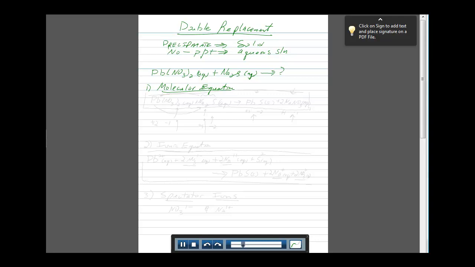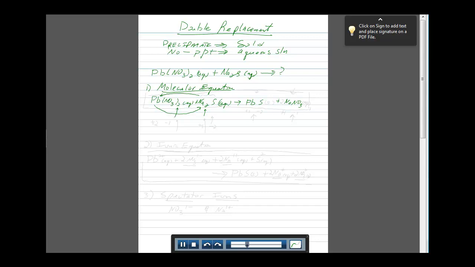In this case, we're going to have Pb(NO3)2 aqueous plus Na2S aqueous. When we do our double replacement, we're going to switch our positive ions, just taking the ions and not the subscripts. So when we do this, we end up with Pb and S, and we end up with Na and NO3. Again, you're taking the ions, not the subscripts.